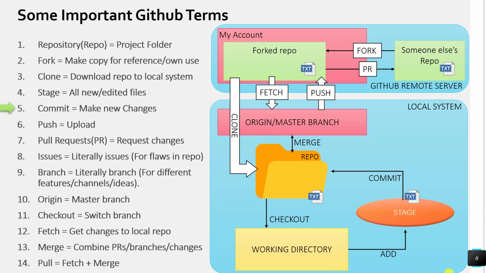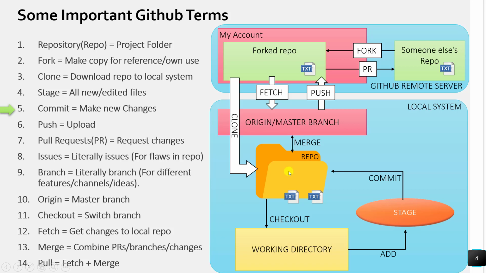After that comes commit. Commit means making those changes permanent. So when I do git commit, this file merges into my repository. Now this is in my local repository, not in the account, the GitHub repository.